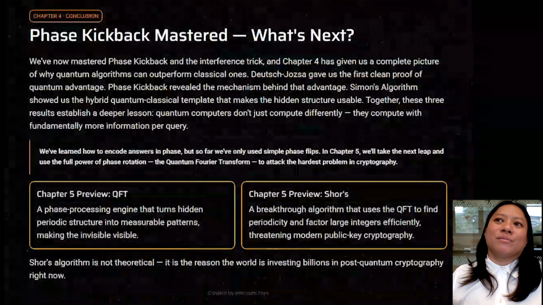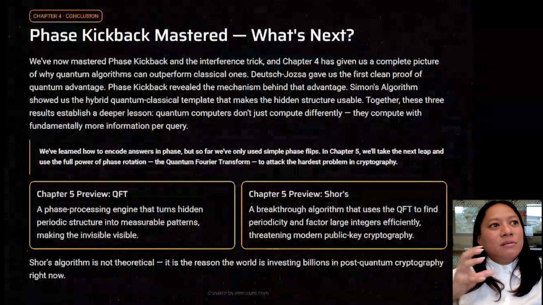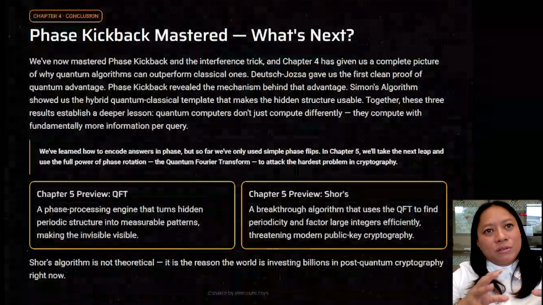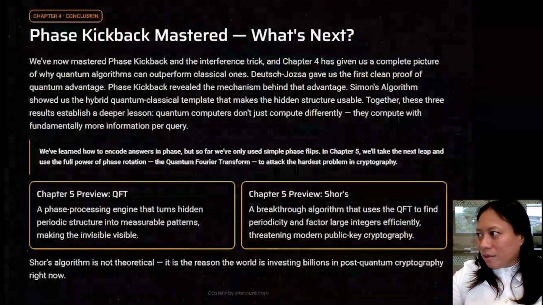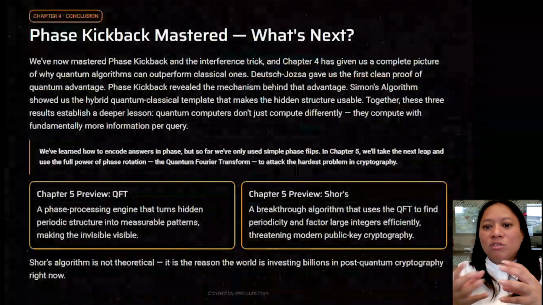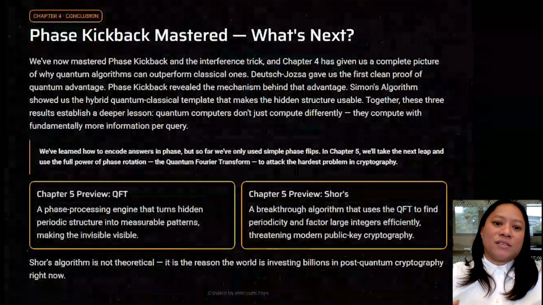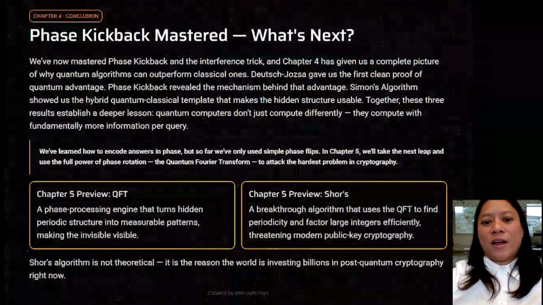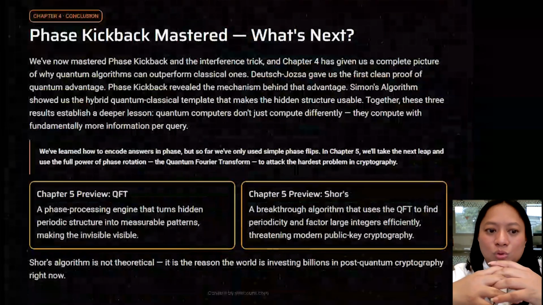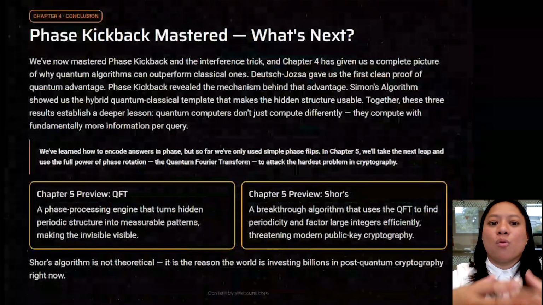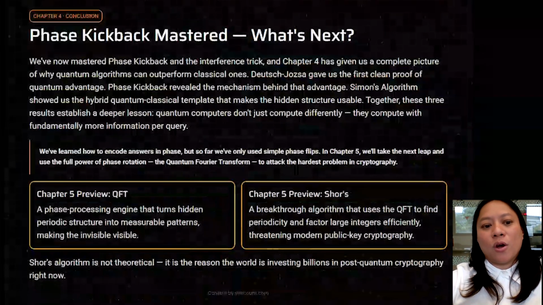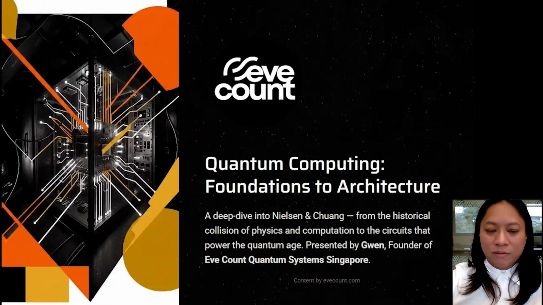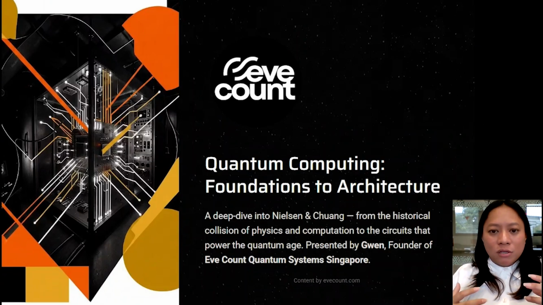So we mastered phase kickback and the interference trick. It's very similar to how you daisy chain what is currently known and what can exist. We've only just scratched the surface of what phase information can do. In chapter 5, we'll take that phase control to the next level, using the quantum Fourier transform to solve the hardest problem in cryptography.